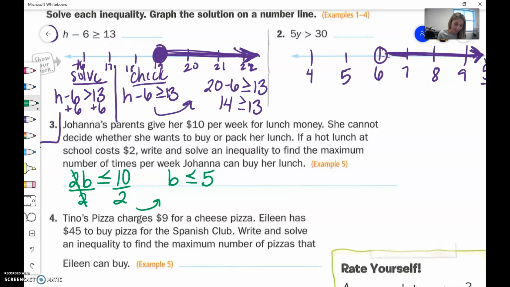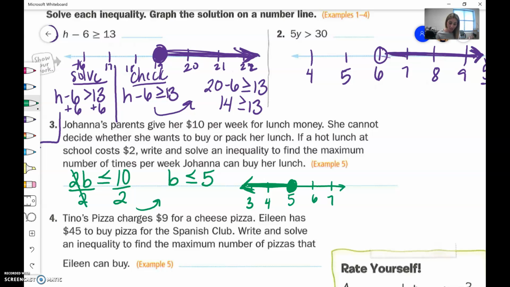So next, we are going to go ahead and make a number line. Now, does it say to make a number line? No. Are we going to do it? Yes. Heavens, yes. 3, 4, 5, 6, 7. Now, open dot or closed dot? It is going to be a closed dot, because she could buy up to 5 lunches. B is less than or equal to 5, so my arrow is going to go this way.